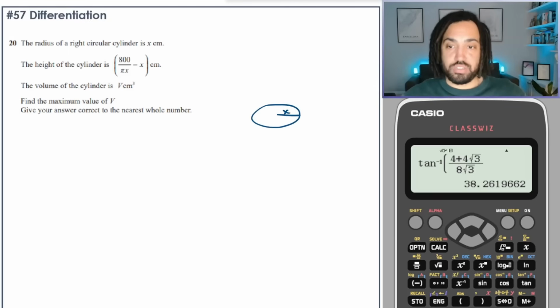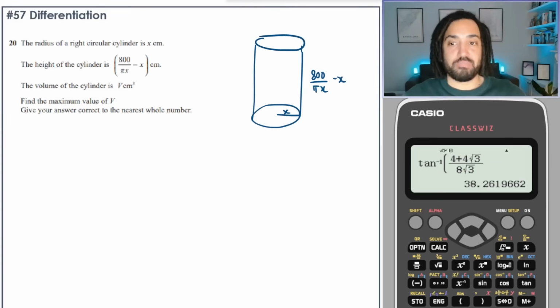The height of the cylinder is given as 800 over pi x minus x. I don't know where this is going. The volume of the cylinder is V. Find the maximum volume of V.